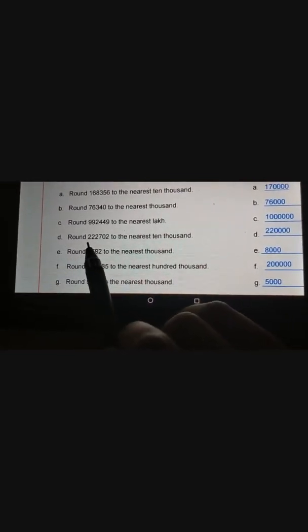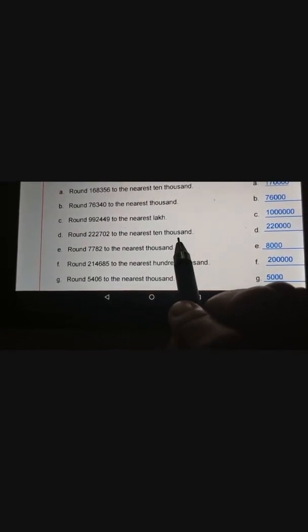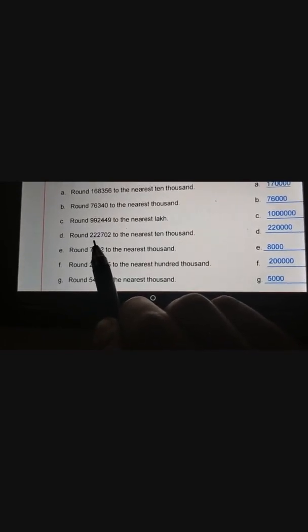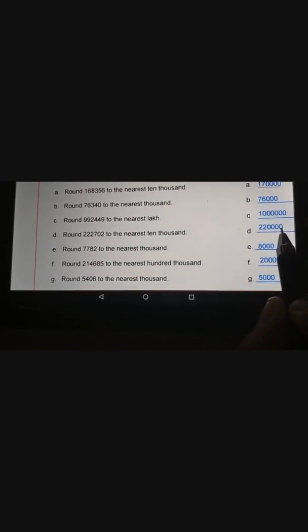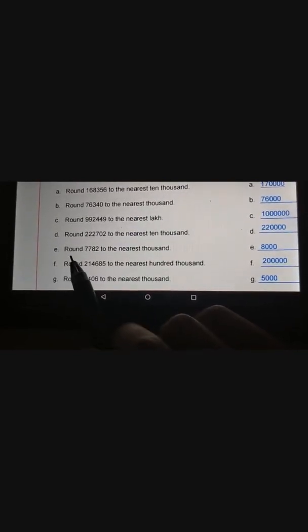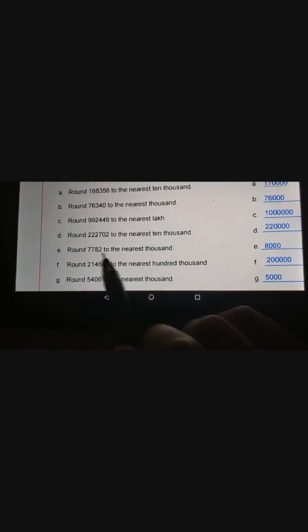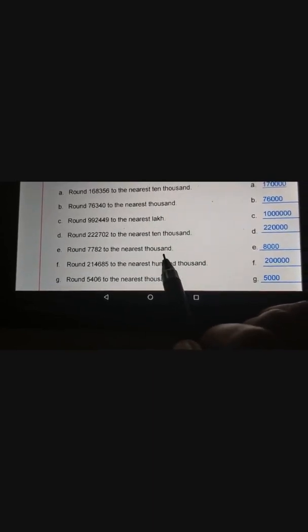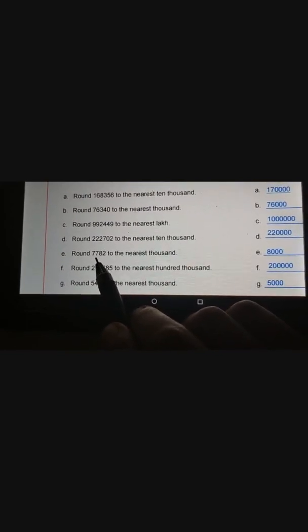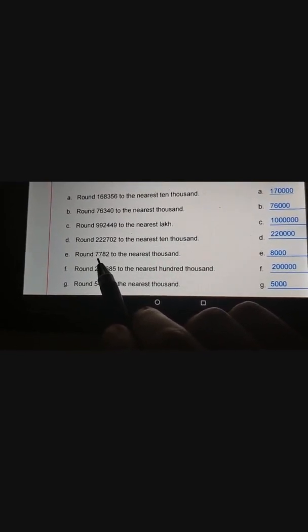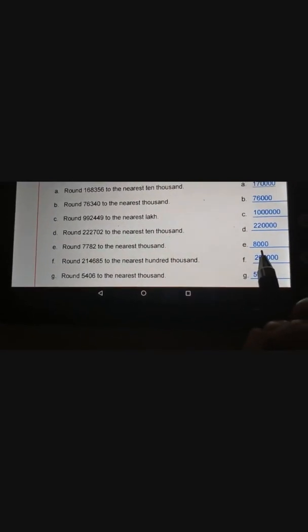Then round off 2,22,702 to the nearest 10,000. So 2 is less than 5, so we have to write here 2,20,000. Then round off 7,782 to the nearest 1,000. So students, 7 is in the 1,000 place. 7 is greater than 5, so we have to write here 8,000.